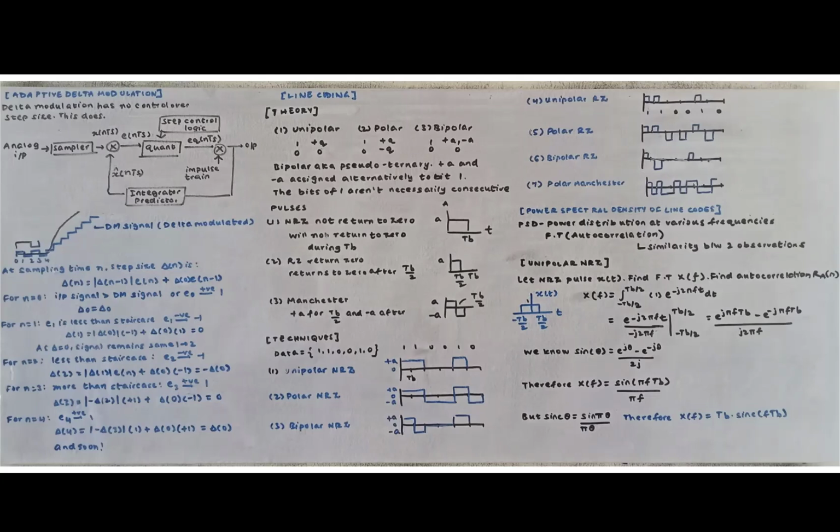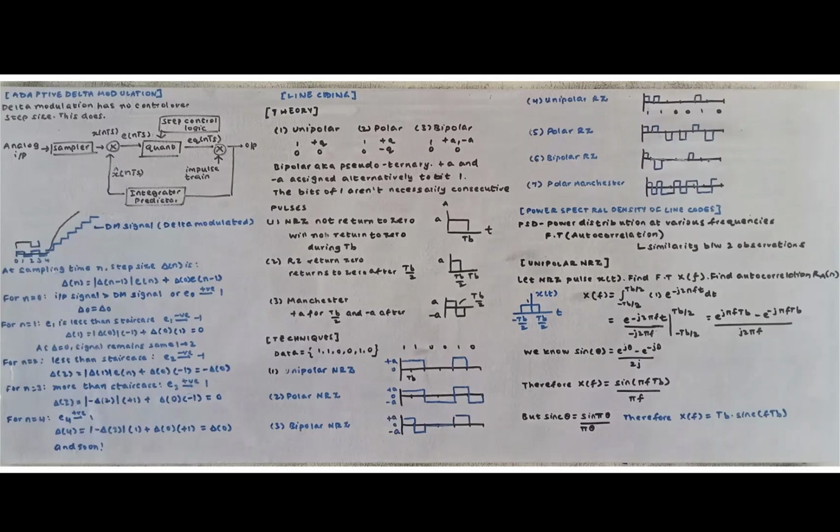Something to note for bipolar is that it's also known as pseudo-ternary, and plus A and minus A are assigned alternately to bit one. So they don't need to be 1 1 in a row. There can be 1 0 1, but the first one will have an amplitude of plus A and the second one will have an amplitude of minus A. So the bits of one aren't necessarily consecutive.